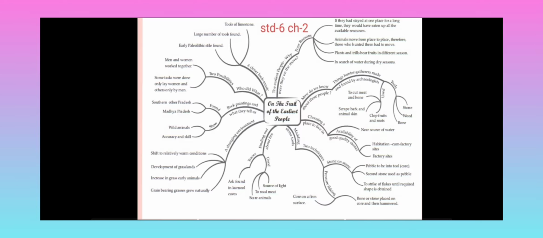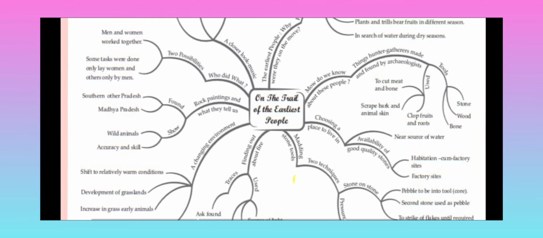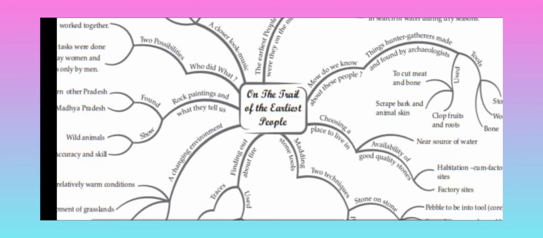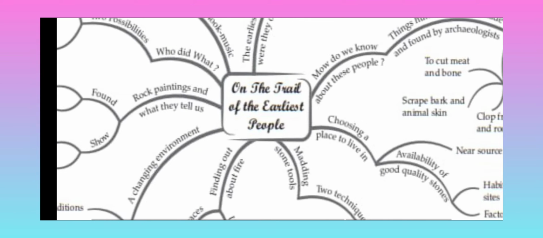First we will see the mind map of Chapter 2. Do you know what is a mind map? A mind map is a TLM, a teaching learning material that gives you a whole idea of a chapter on one page. So that is called a mind map. So we will see the mind map of Chapter 2, On the Trail of the Earliest People.